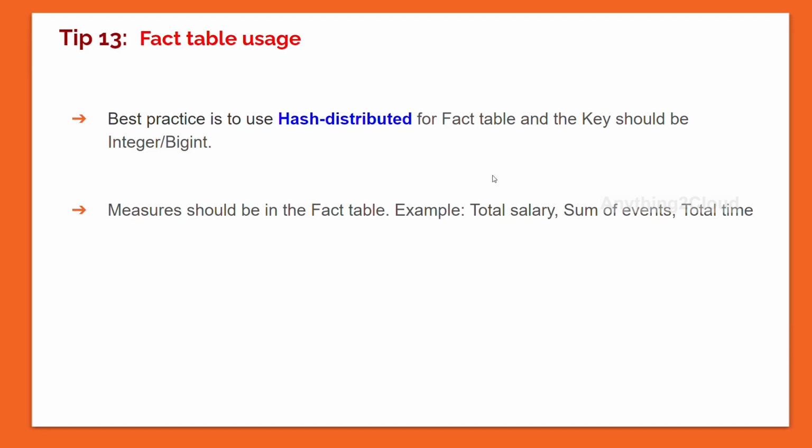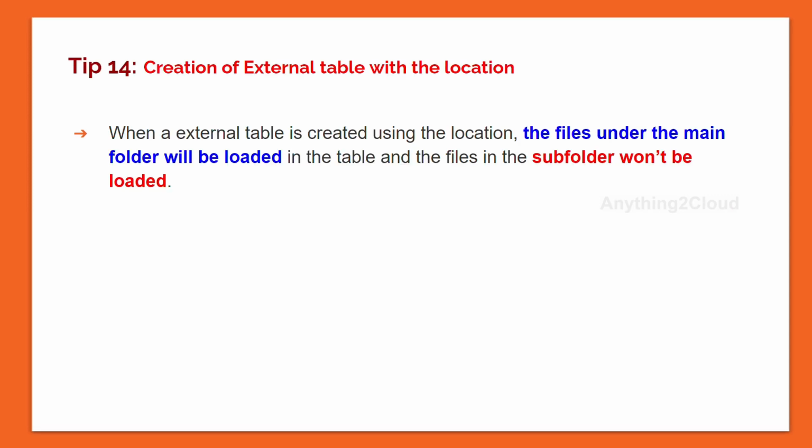Next tip is on fact table usage. Best practice is to use hash distributed for fact table, and the key should be an integer or big int, and the measures should be in the fact table. Example, total salary, sum of events, total time, and these measures should be in the fact table. Moving on to the next one.